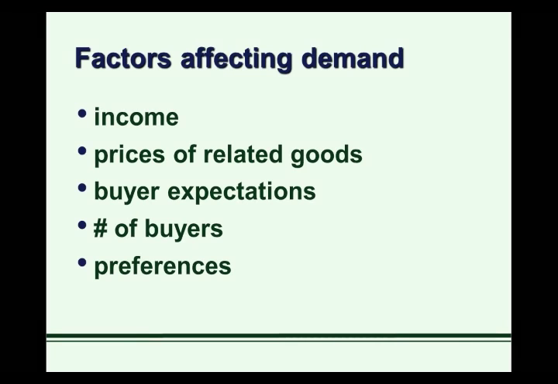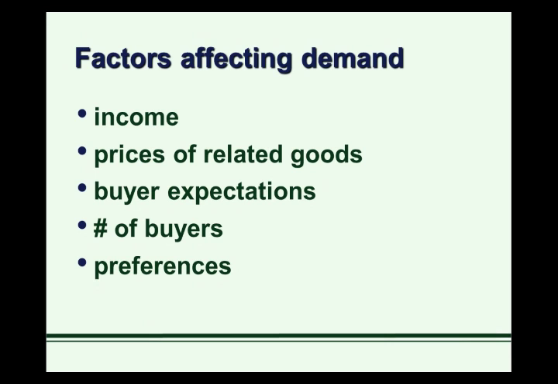In terms of the price of related goods, we're thinking about both substitutes and complements. So remember, substitutes are goods we might use instead of that good in the market. Complements are goods that are used together, like peanut butter and jelly, or like breakfast cereal and milk. Buyer expectations about what's going to happen to a market or a price in the future will affect what they want to buy today. The number of buyers will also be very important.